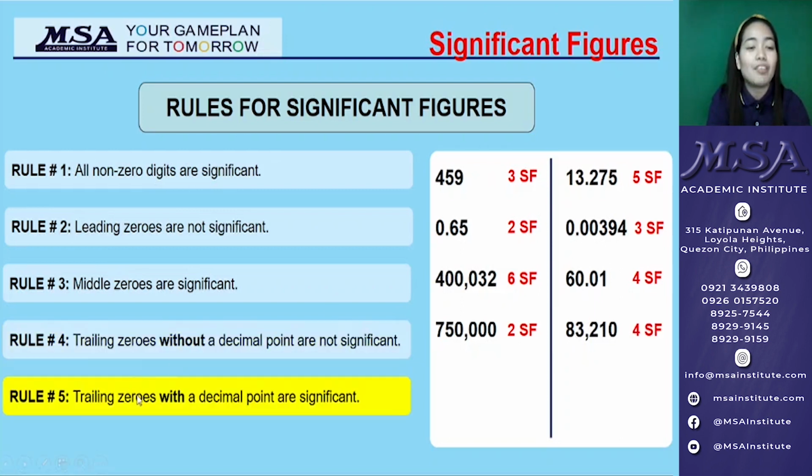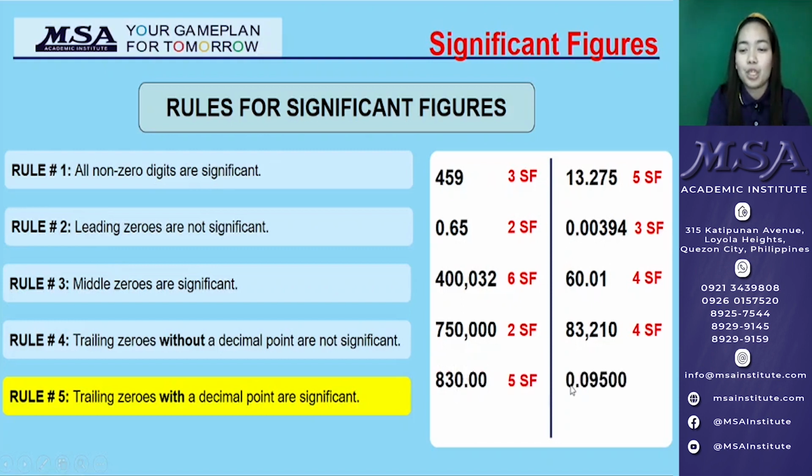And the last rule, we have trailing zeros with a decimal point are significant. It means that if an ending zero has a decimal point, it will be significant. So in this case, it will have 1, 2, 3, 4, 5, 5 significant figures.